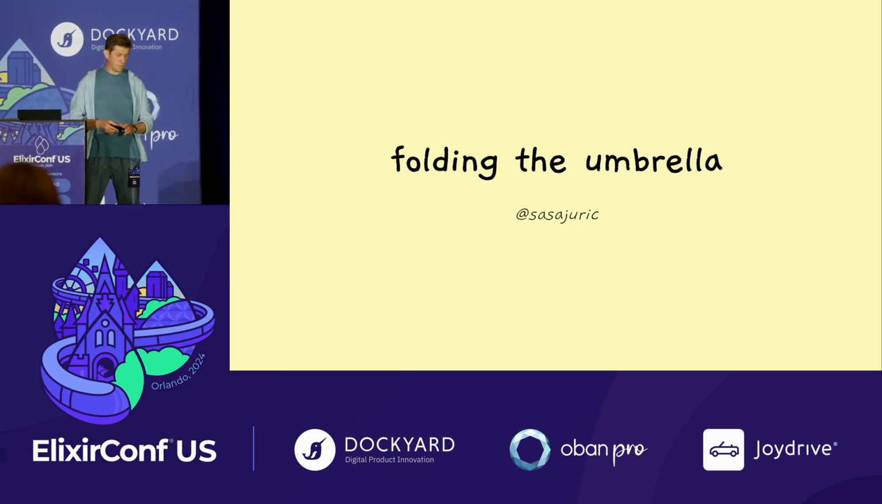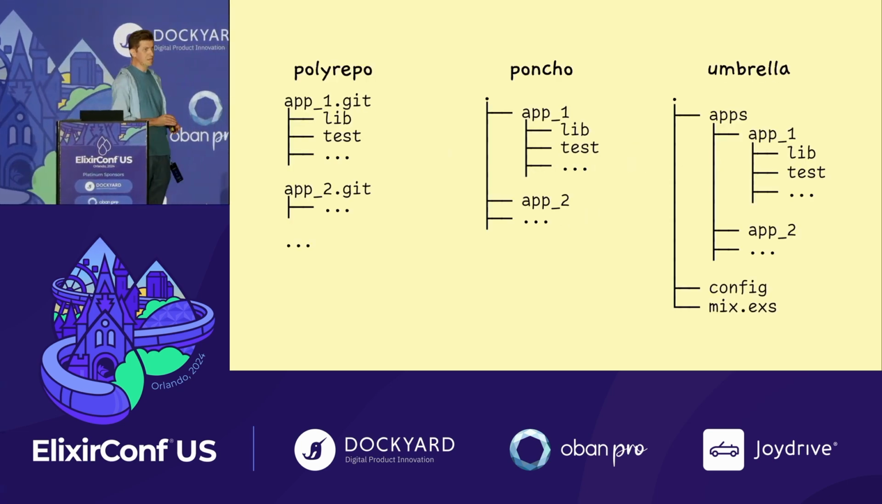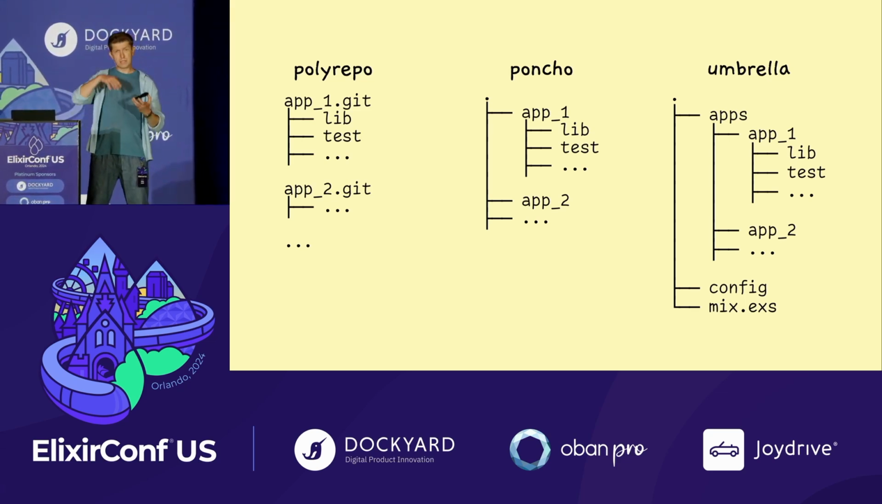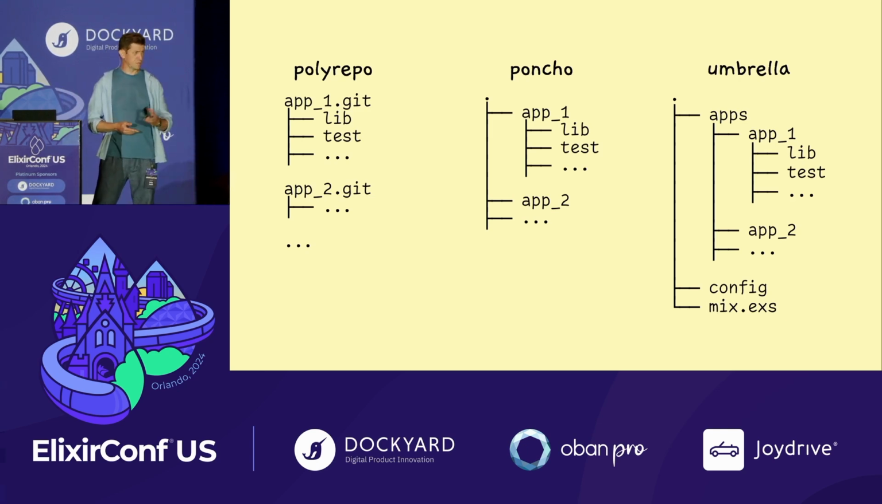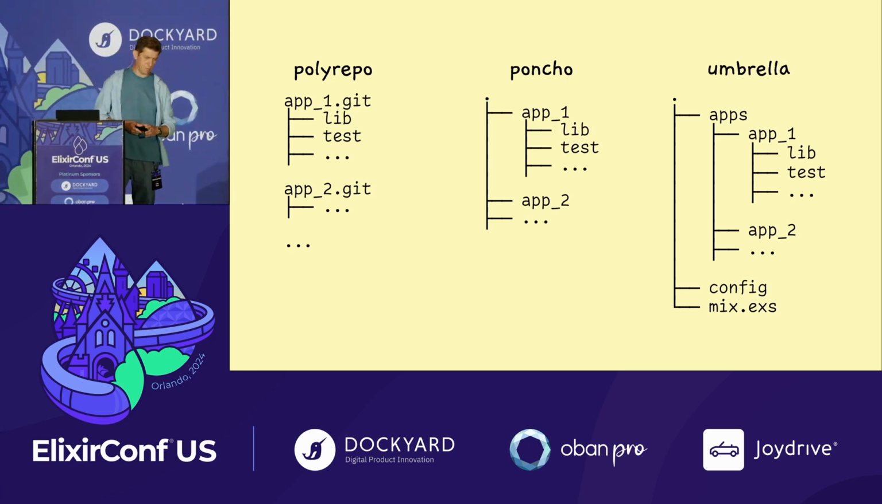And so you have to somehow manage these multiple projects, and there are different ways you can do this. We're going to focus on the one on the right, which is called Umbrella, which is a specific mix project. It's basically a container of other mix projects, right? So an Umbrella project does not produce an OTP app. It doesn't have its own source code, the lib, the test folder, and so on, but it just has these sub-projects, you know, simple app projects.